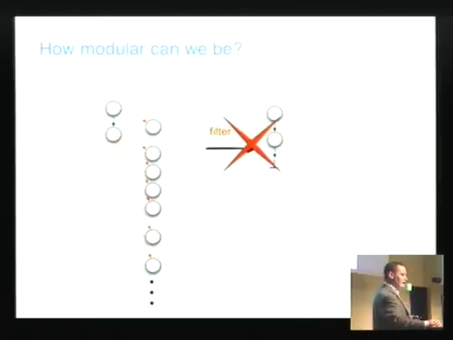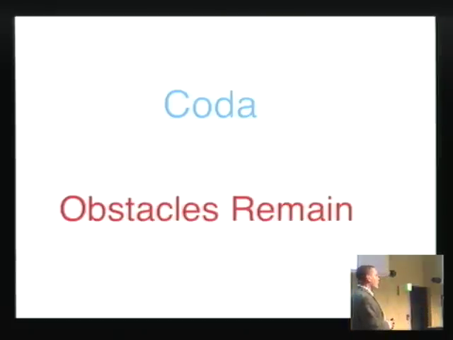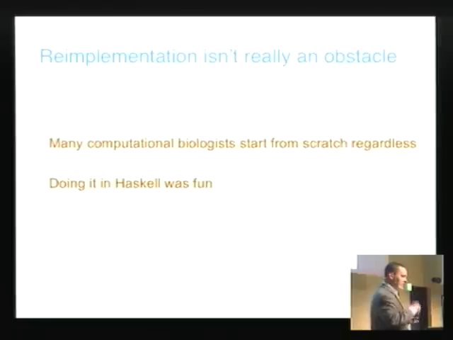So for the coda, I do want to say that some obstacles remain. Now, the first obstacle that people often ask about is, well, didn't you have to re-implement a lot of stuff? I'm happy to report that re-implementation isn't really an obstacle. As it happens, many computational biologists start from scratch regardless, even when there are great libraries they can use. And the other thing is that doing it in Haskell was fun. Now, I think everyone in the room knows why that's important, but my dissertation advisor asked, why is that important?